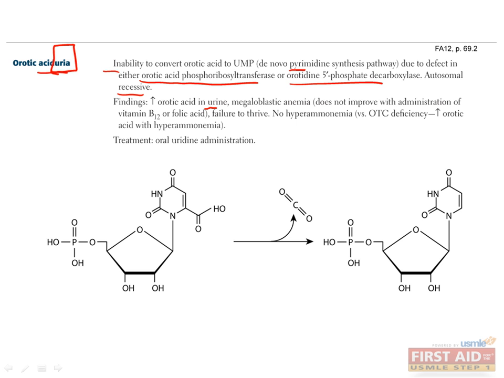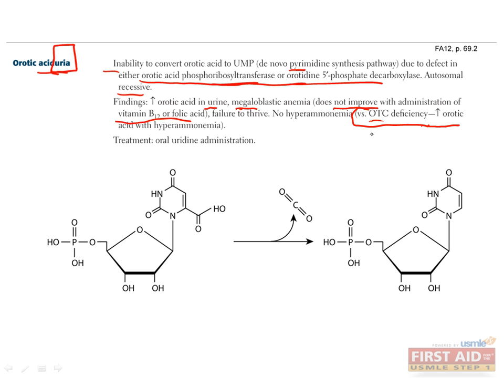Since this prevents nucleotide synthesis and therefore cell division, it will cause megaloblastic anemia. Many cases of megaloblastic anemia are caused by deficiencies of vitamin B12 or folate, since these are required for synthesis of thymidine. But in the case of orotic aciduria, supplementation with these vitamins won't help, since the problem is further upstream. It's also important to contrast this with another cause of orotic acid buildup, which is an ornithine transcarbamylase deficiency.